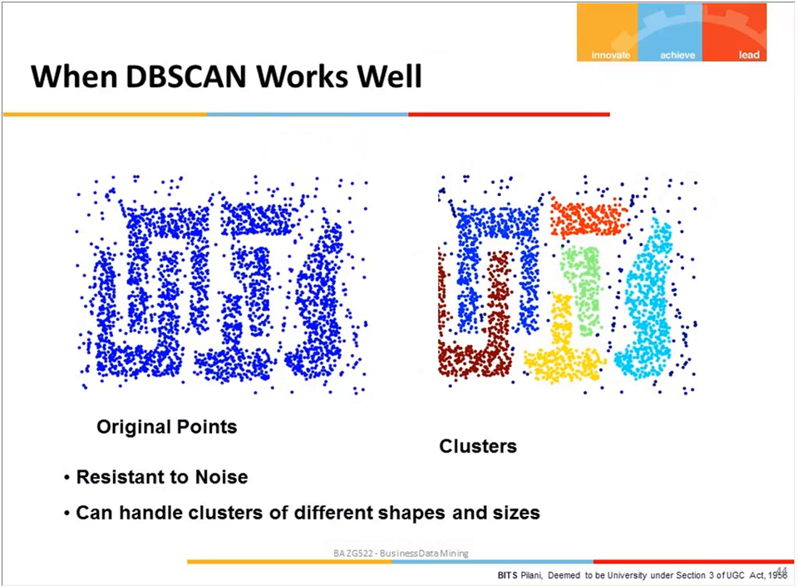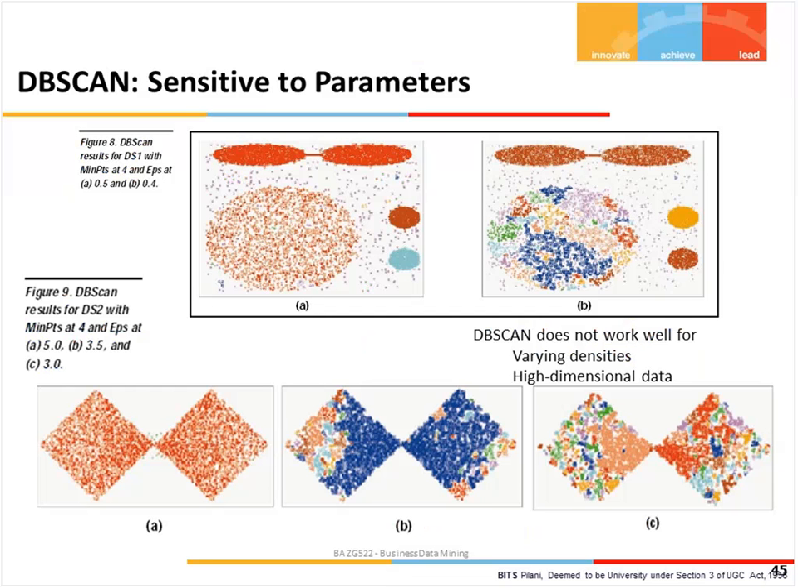The greatness about DBSCAN is that it is resistant to noise. It can handle clusters of any shape. As long as the density is preserved, it can be any shape and any size. But it is sensitive to parameters. Here we can see examples where we are getting very different results by changing the parameters.